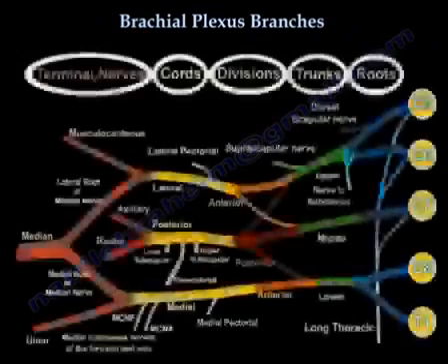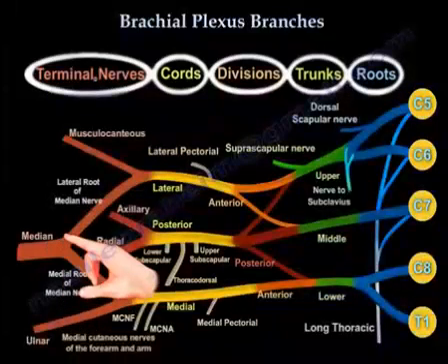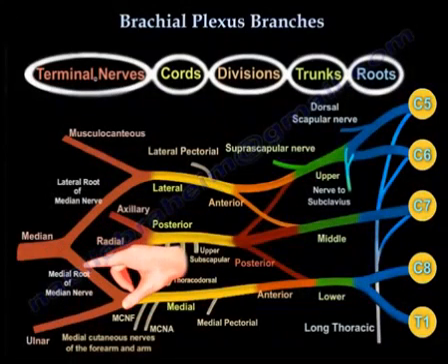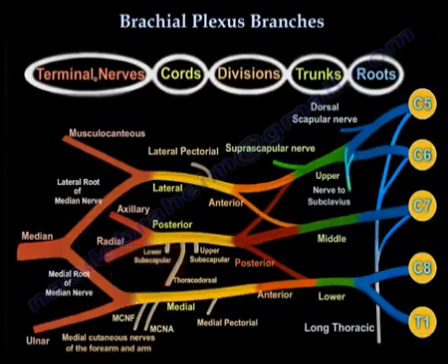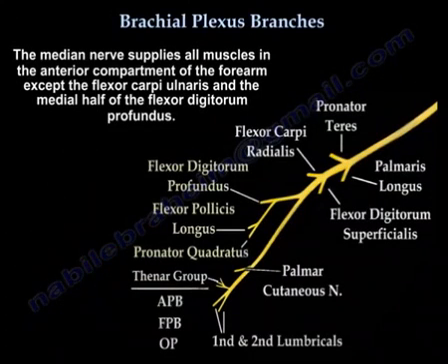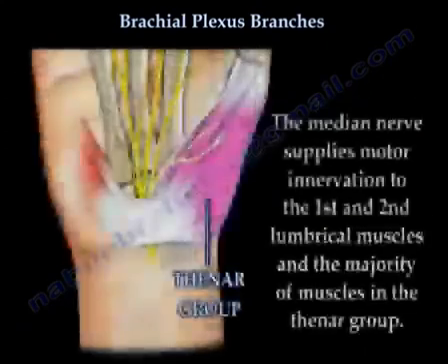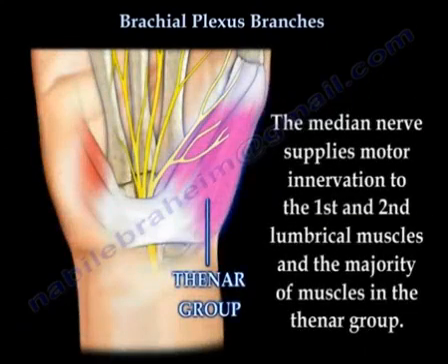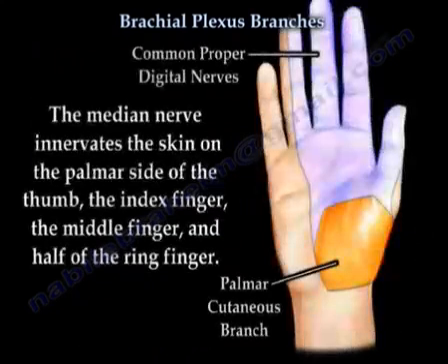The median nerve. The median nerve originates from the lateral cord and the medial cord of the brachial plexus. The median nerve supplies all muscles in the anterior compartment of the forearm, except the flexor carpi ulnaris and the medial half of the flexor digitorum profundus, and the 3 thenar muscles of the thumb, and the lateral 2 lumbrical muscles. It supplies sensation to the radial 3½ digits and the radial palm.